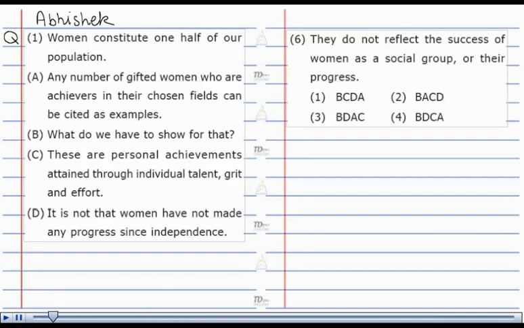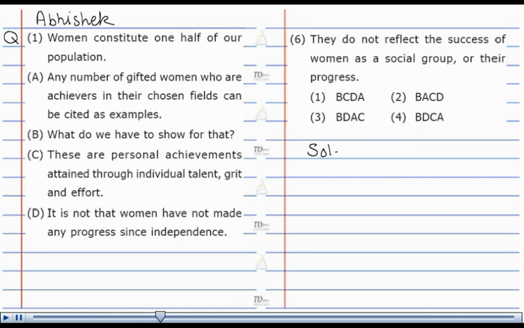The question is statement 1: Women constitute one half of our population. A. Any number of gifted women who are achievers in their chosen fields can be cited as examples. B. What do we have to show for that? C. These are personal achievements attained through individual talent, grit and effort. D. It is not that women have not made any progress since independence. Statement 6: They do not reflect the success of women as a social group or their progress.